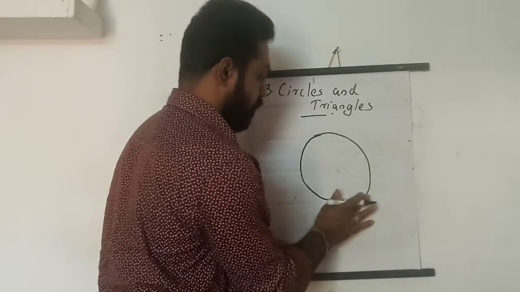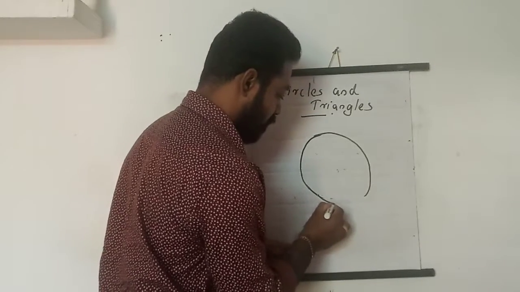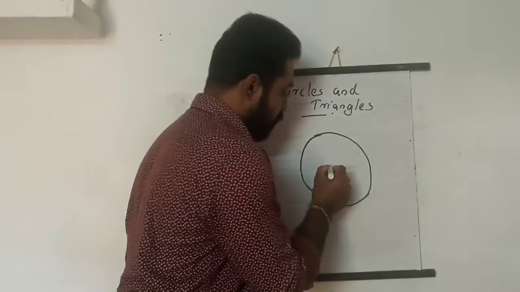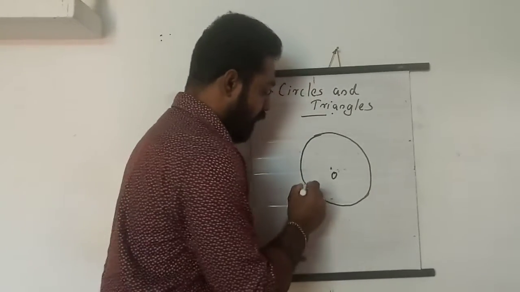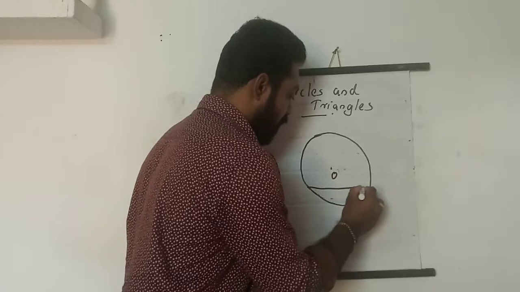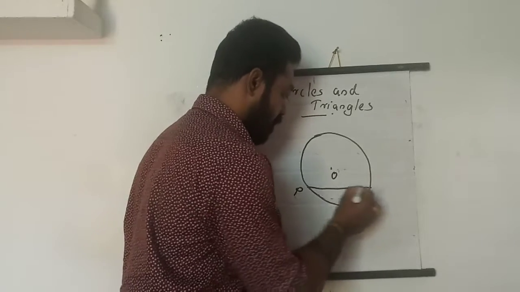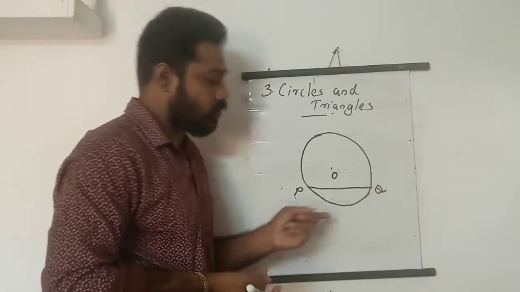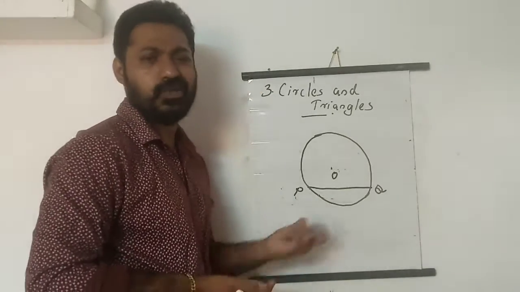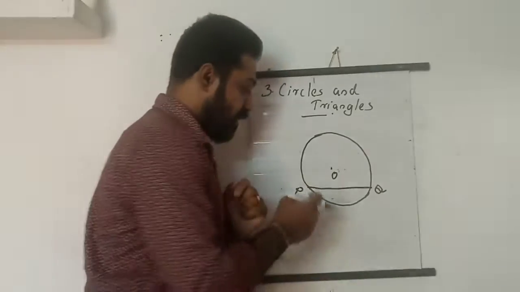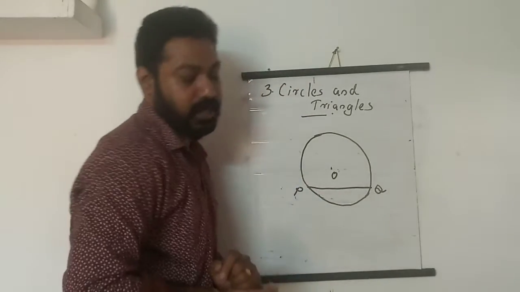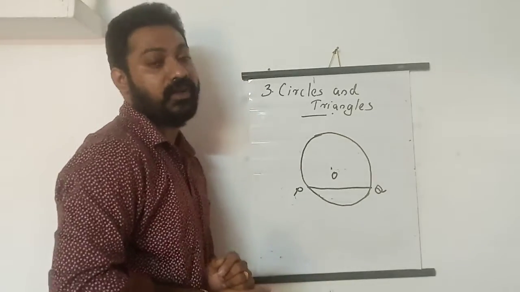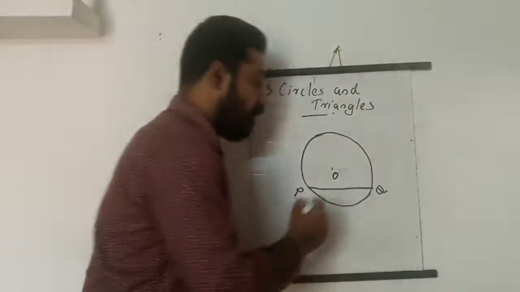So my circle is like this. Now it is just like a circle, isn't it? So this is O. What do we call this one? This is not a diameter. It is actually connecting 2 points on the circle. It is not passing through the center. So what will we call this one?